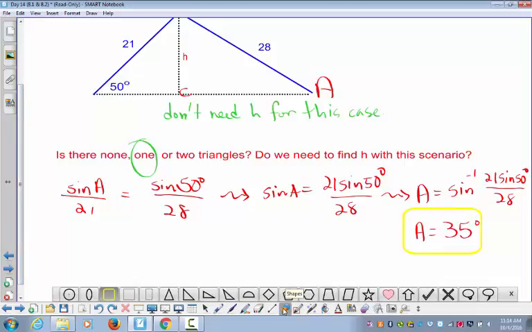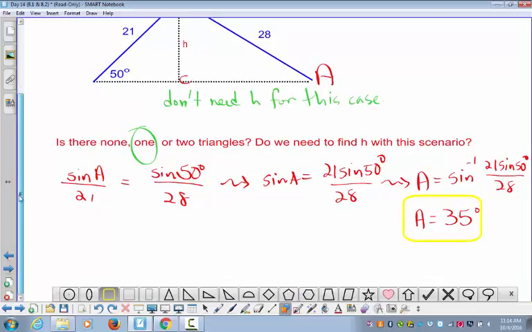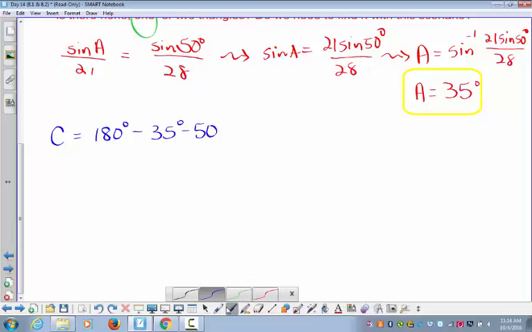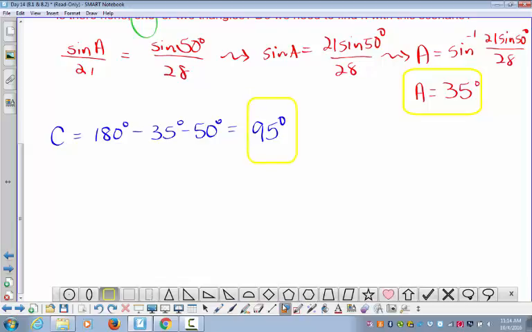So A is 35. Now we have two angles, so let's solve for angle C with subtraction. Angle C is 180 minus 35 minus 50. So that's 85 we're subtracting, so 95 left. There's that angle. That is an angle, not a side.